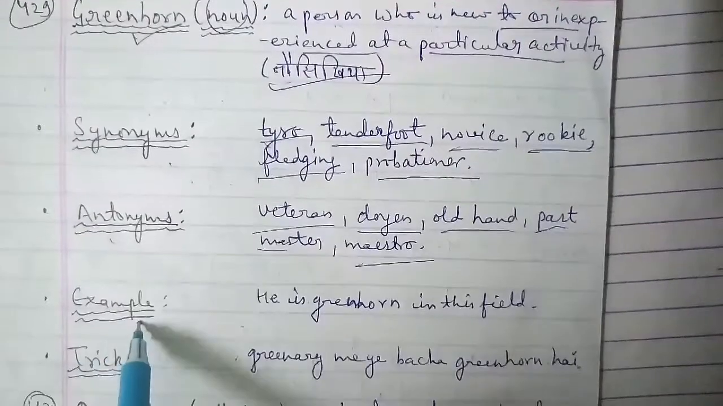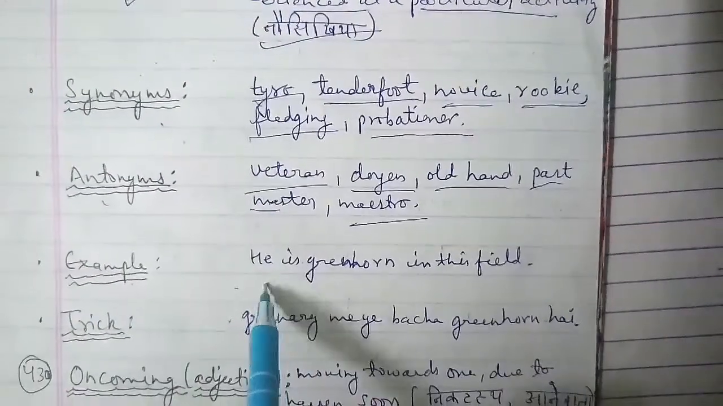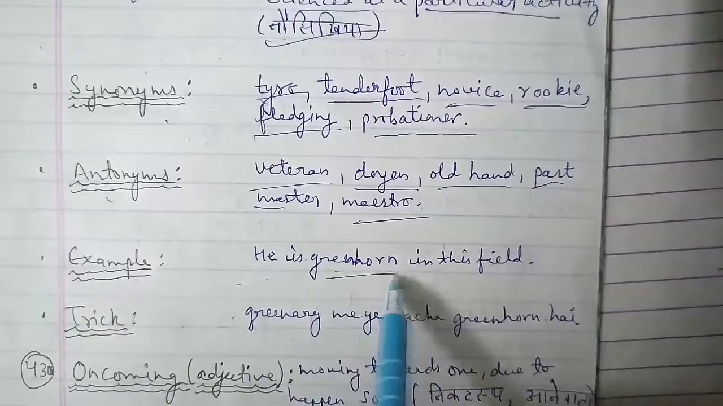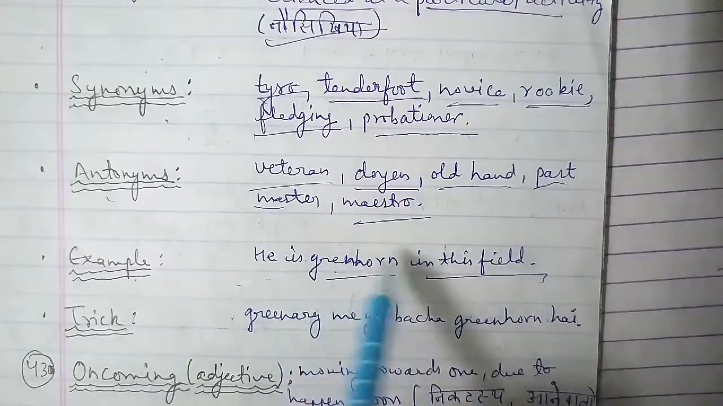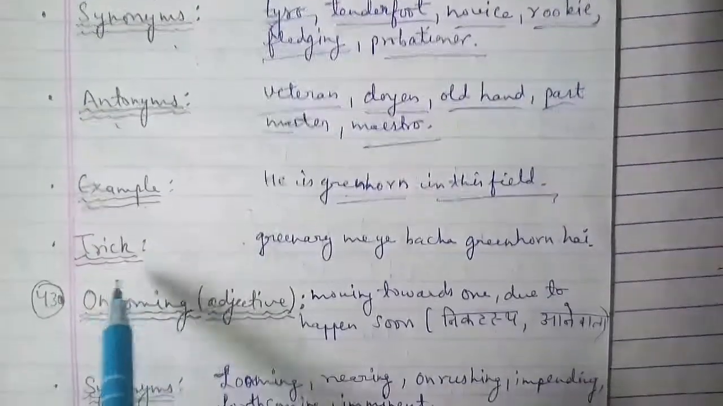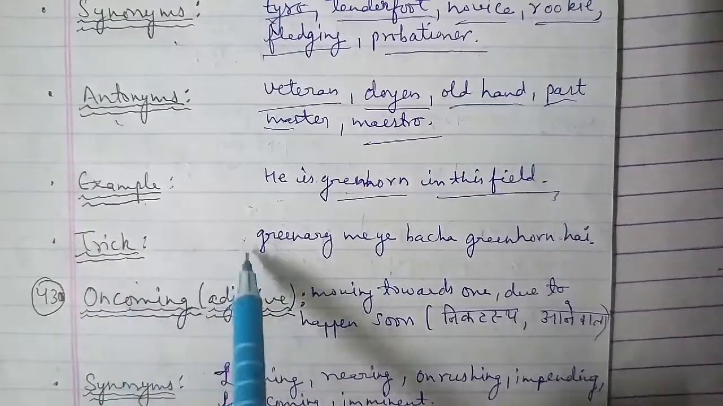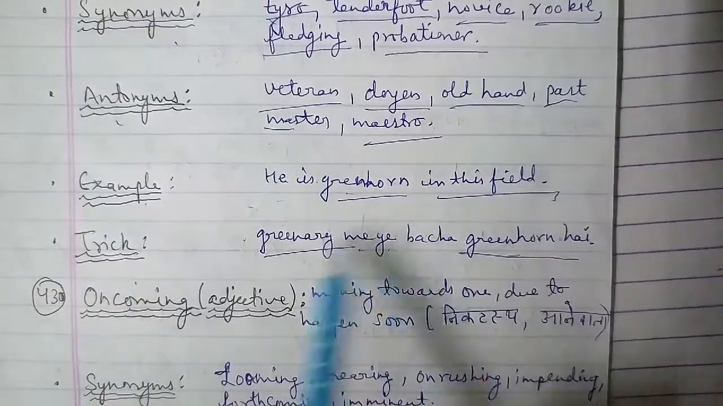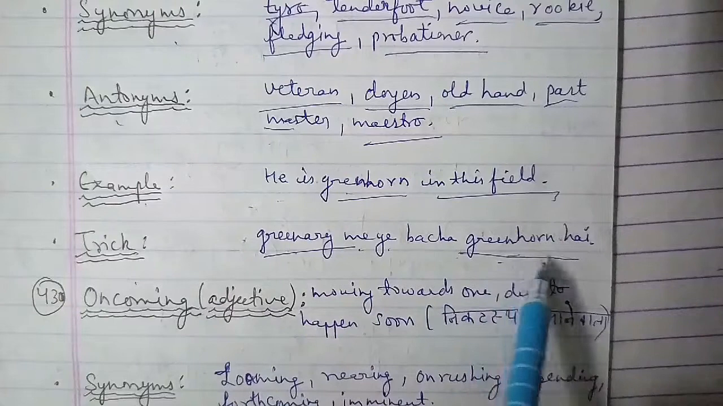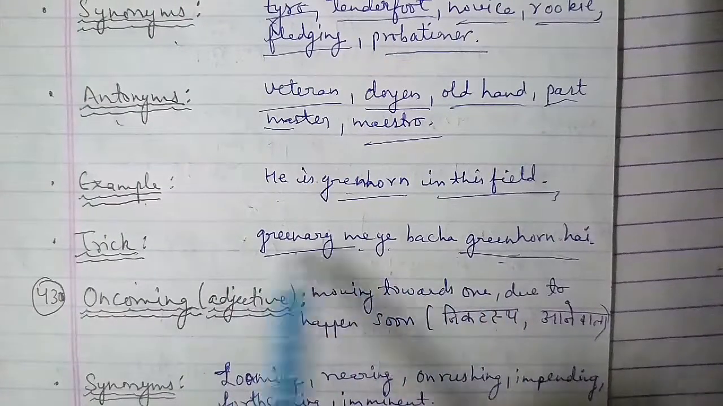तो oncoming adjective की तरह use होता है. Meaning of oncoming is moving towards one, due to happen soon. Moving towards one, एक चीज के करीब जाना, due to happen soon, जो चीज जल्दी होने की आशंका होना, जिसे हम कहते हैं निकटस्थ या आने वाला, तो उसके लिए oncoming we are using the word. This is used as adjective here.